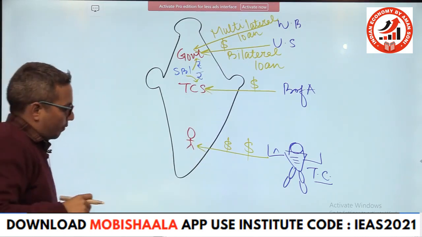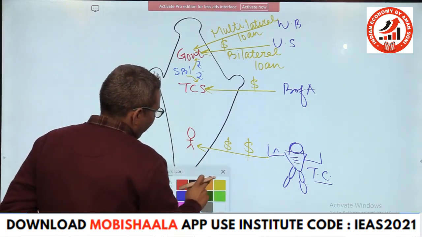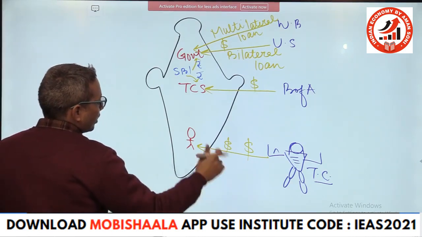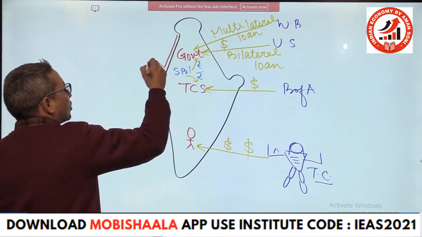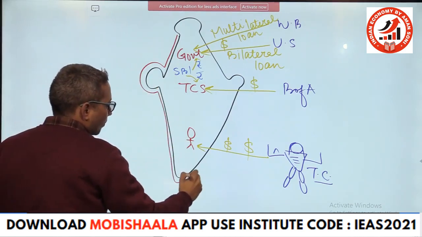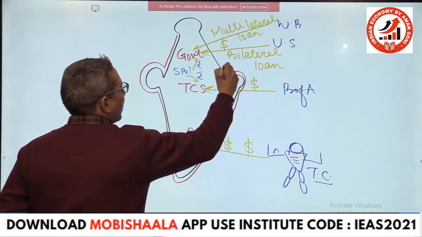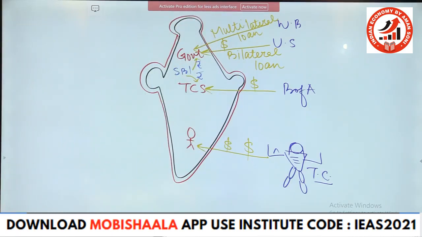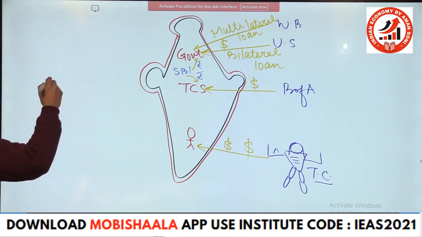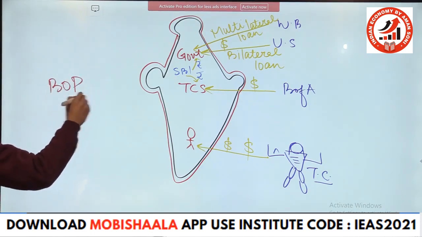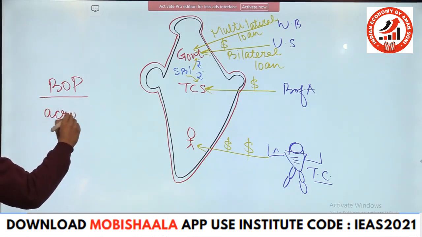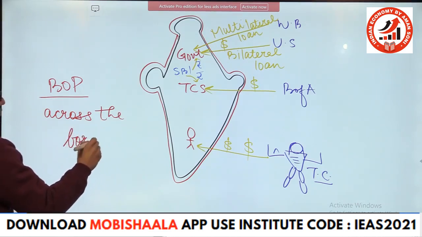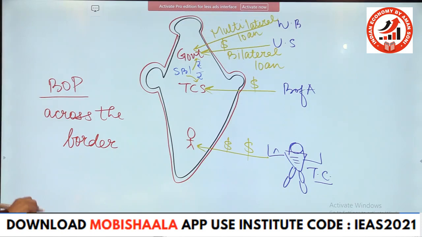Now remember one thing. If any transaction happens across this border, that transaction will be part of BoP. So for something to be part of BoP, the transaction has to happen across the border.